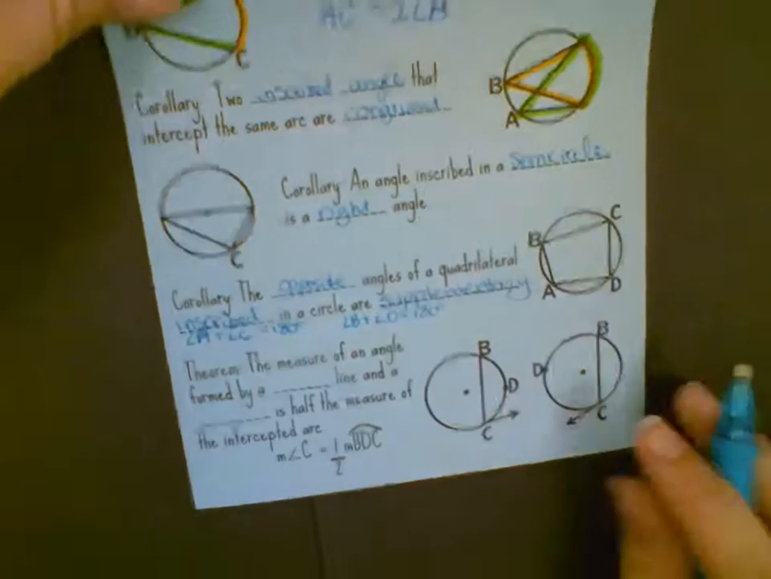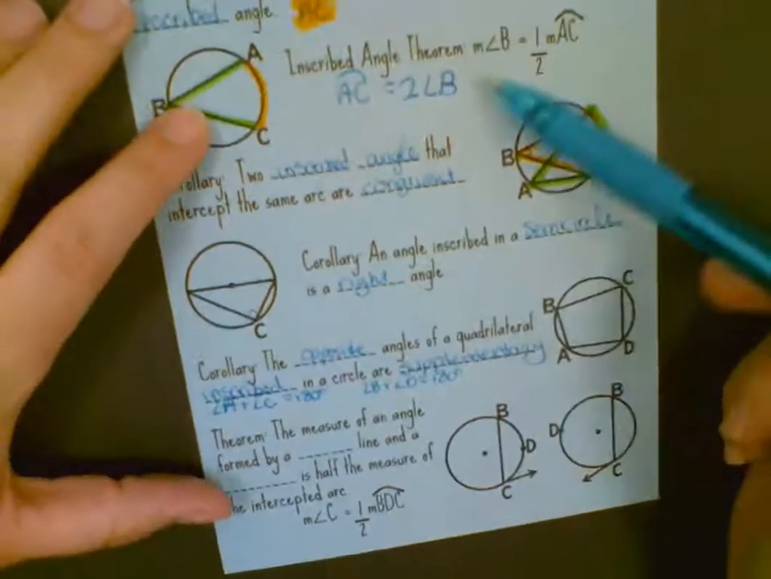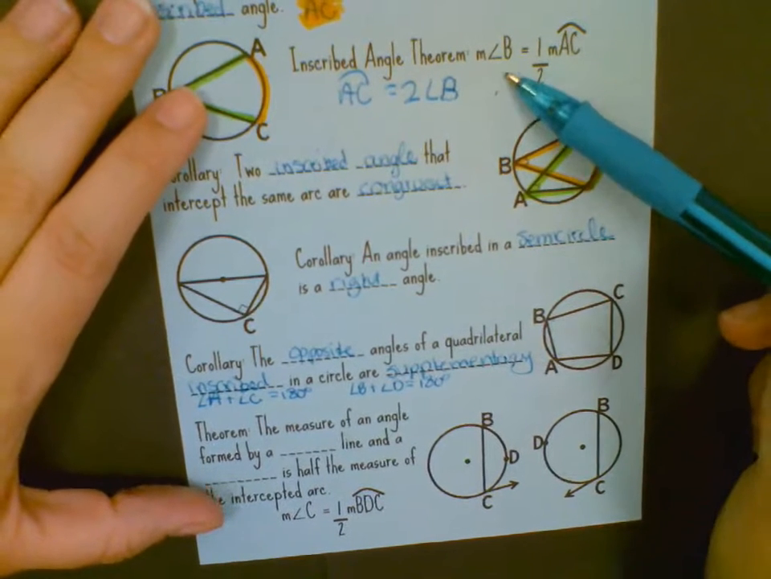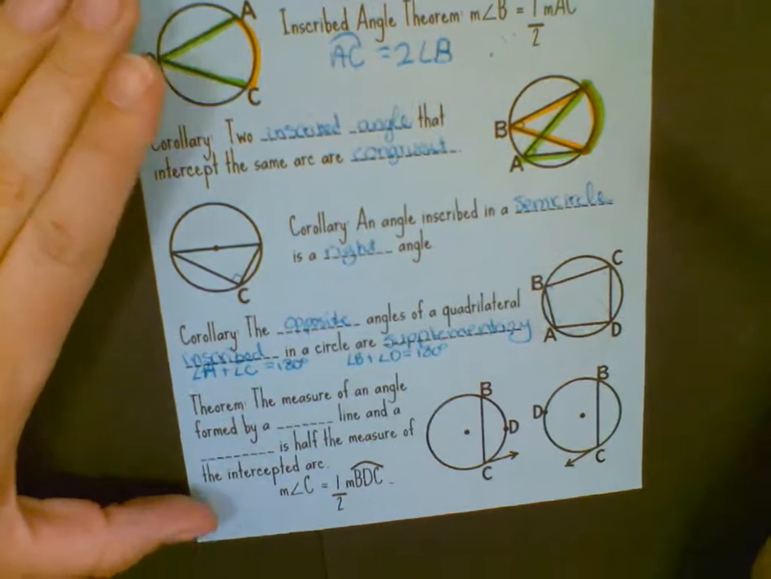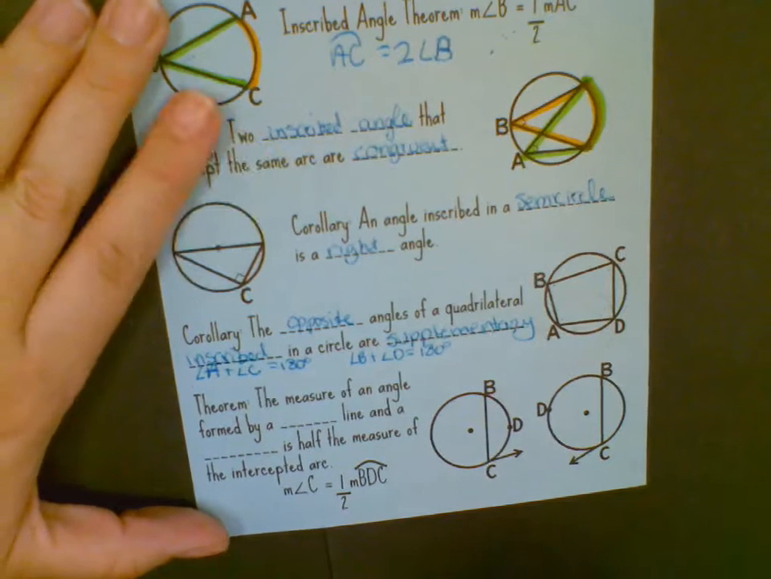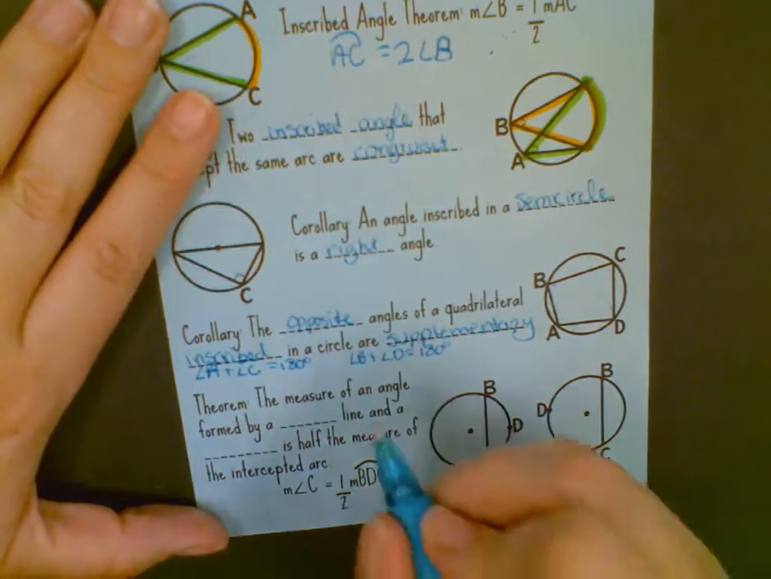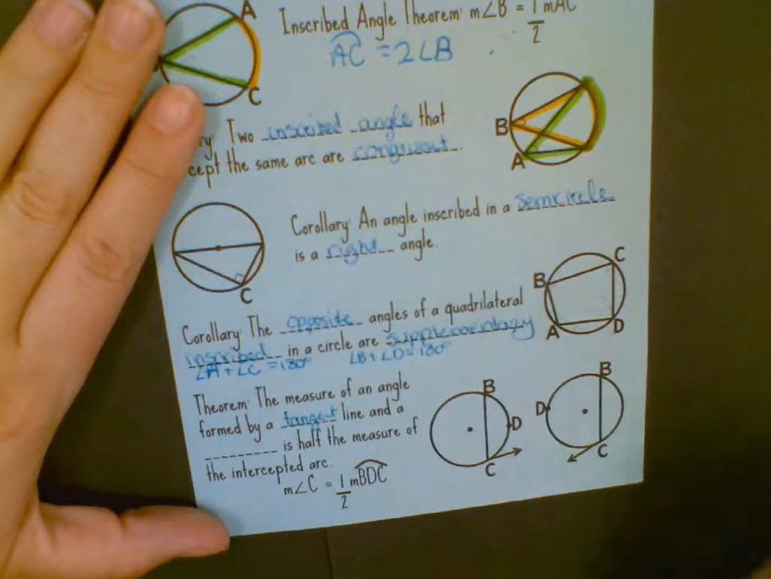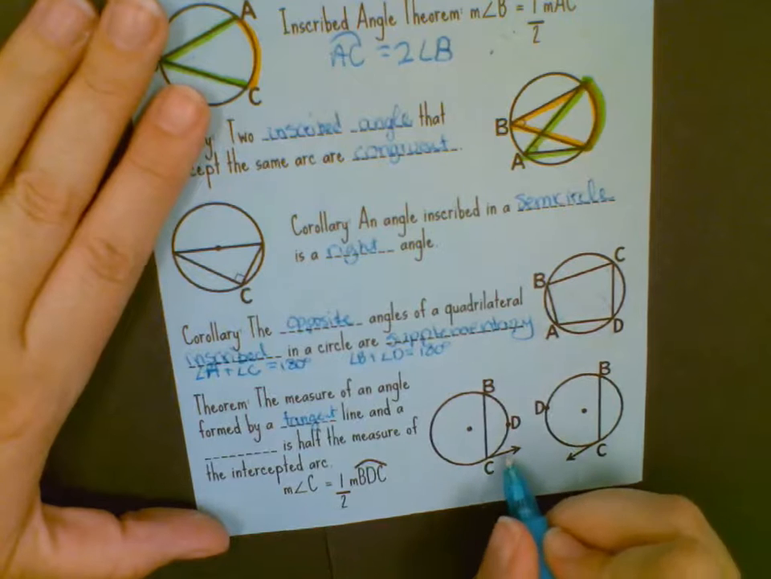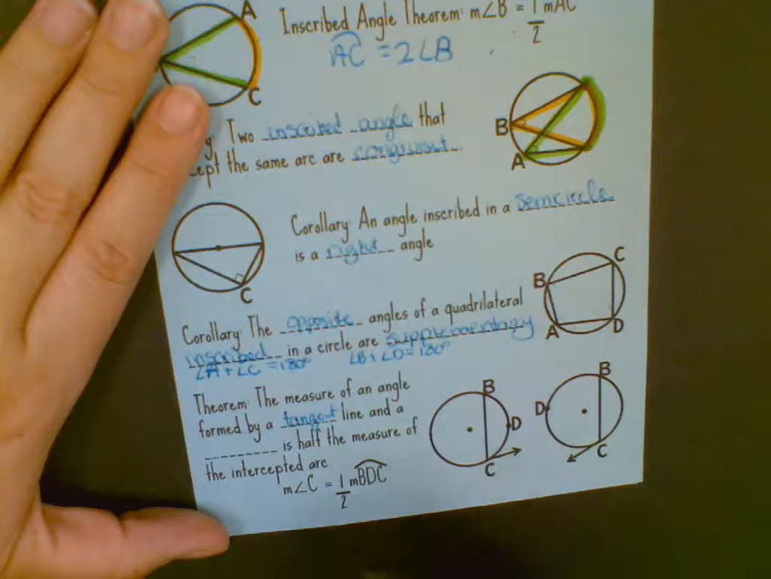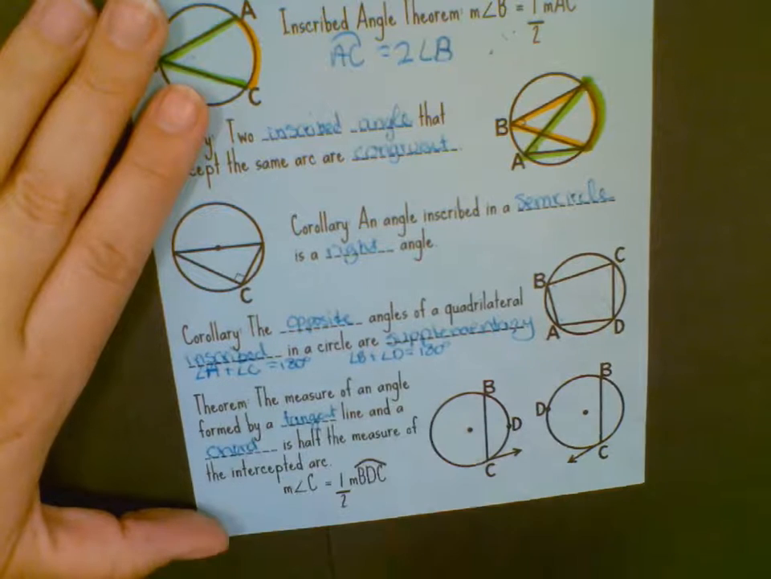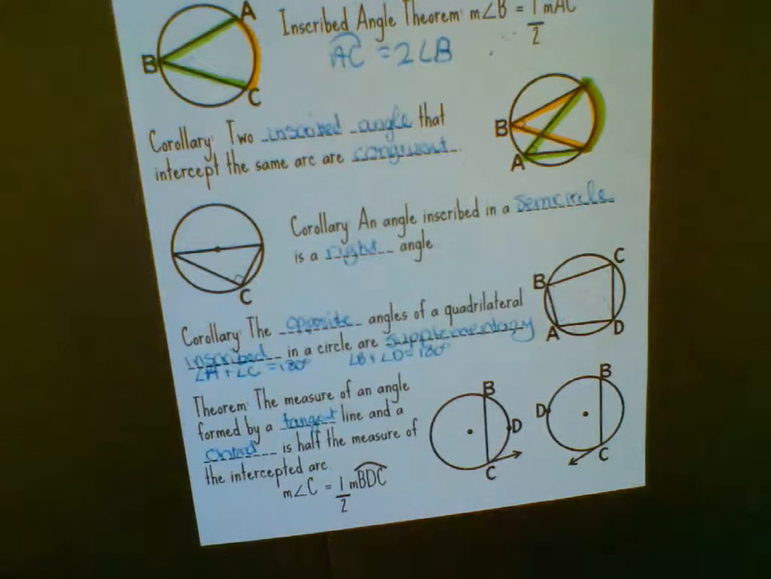And our last theorem is pretty much just a different version of this one. It's telling us the same thing, that the angle equals half the arc. Our angles are just in kind of weird spots. So the measure of an angle formed by a tangent line. So this isn't two chords. Remember, a tangent line touches the circle in one spot. Okay, so the angle formed by a tangent line and a chord is half the measure of the intercepted arc.